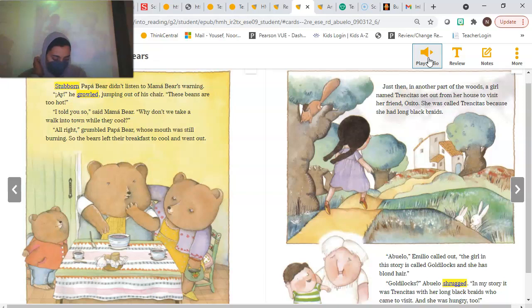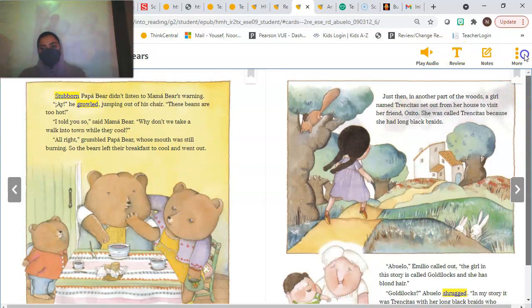So both Papa Bear and Emilio are waiting for something. Papa Bear is waiting for his breakfast. Emilio, the little boy, is waiting for his cousins. Both do something else to pass the time. Papa Bear goes for a walk, and Emilio listens to Abuelo's story. Very good. All right, let's keep going.